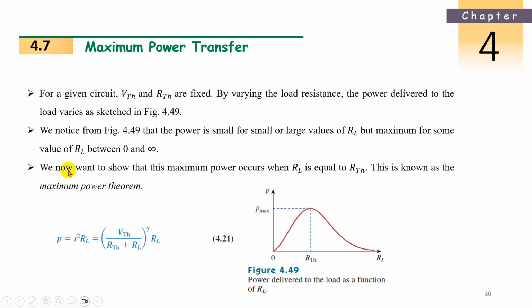Now let us see. We now want to show that this maximum power occurs when RL is equal to R Thevenin. This is known as the maximum power theorem. When R Thevenin is equal to RL, or RL is equal to R Thevenin, then only the power is maximum. So this is also called the maximum power transfer theorem.